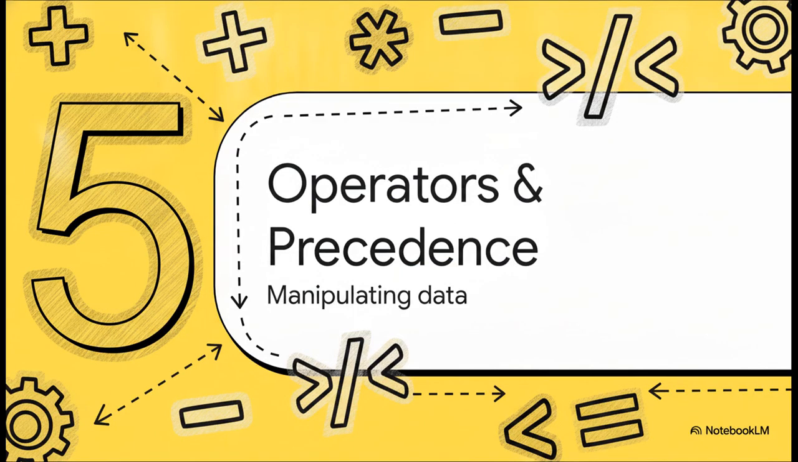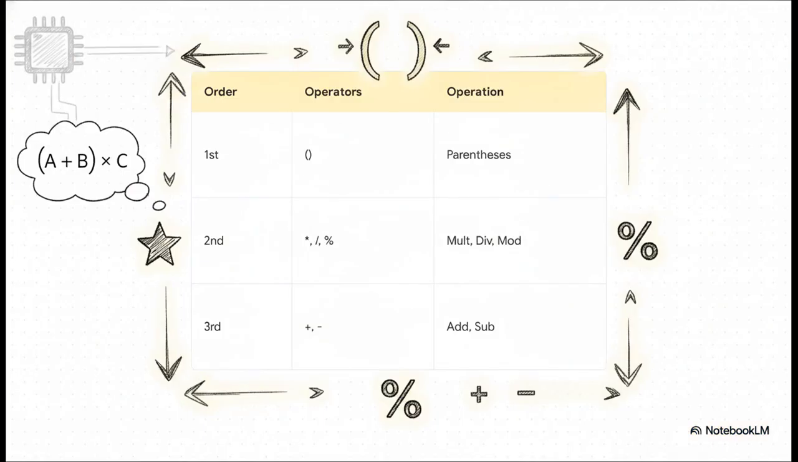Section 5 is all about action, operators, and precedence. So we have our data loaded into variables. How do we manipulate it? C relies on very rigid algebraic rules of operator precedence. The computer will ruthlessly follow this exact order of operations, no exceptions.